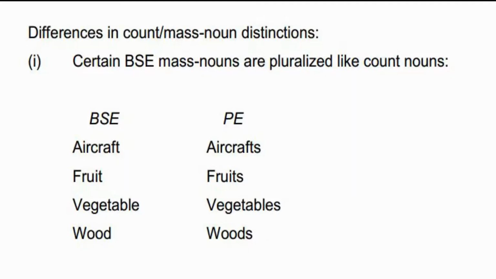There is another deviation, and that is difference in countable and non-countable nouns or mass nouns. For example, some of the mass nouns are pluralized in Pakistani English. Aircraft, aircrafts. Fruit, fruits. Wood, woods. Vegetable, vegetables. The following sentences are encountered very often. They gather woods in the forest. We eat fruits and vegetables of the same type every day.